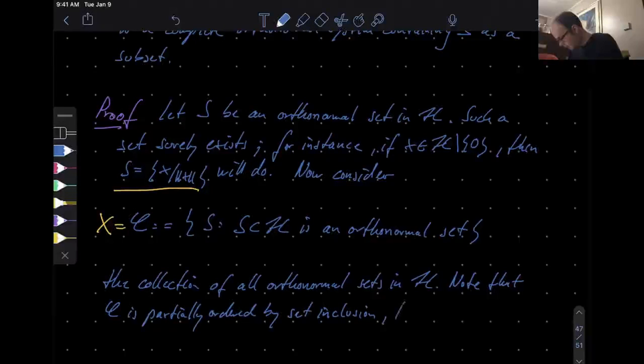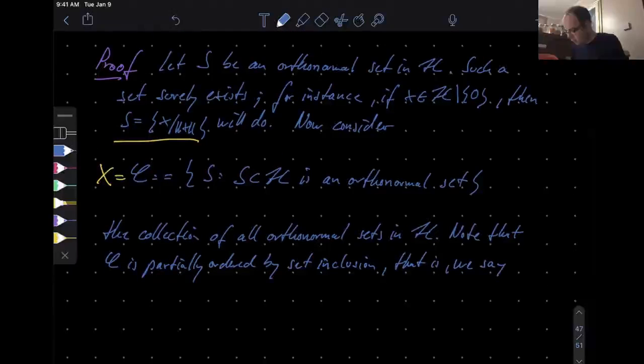So we say S1 is related to S2 if S1 is contained in S2. Note the curved symbol there, certainly not less than or equal. You're comparing sets here. Okay, good. So now you can convince yourself that this defines a partial order.